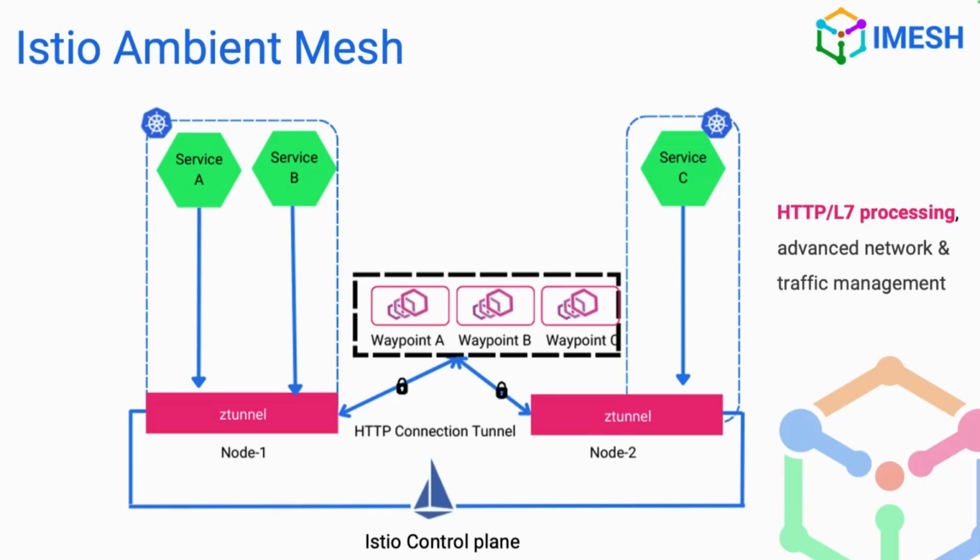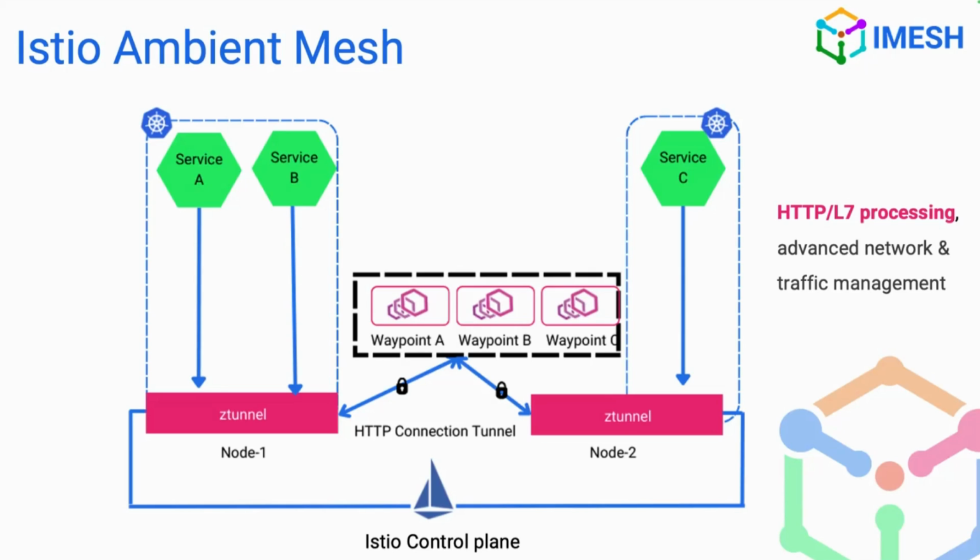Like, we don't need layer 7 processing. That's why things are broken into two parts, ztunnel and the waypoint proxy. So if we don't need L7 processing for most of the services, we need not deploy the waypoint proxy at all for those services. We can bring the cost down.